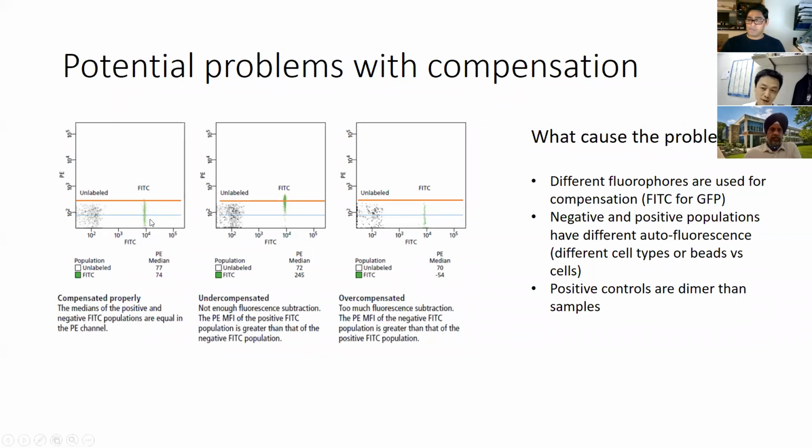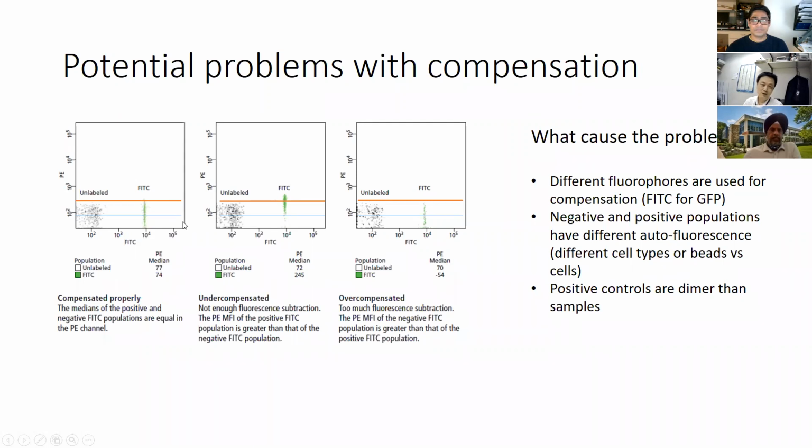That's what happened here. So after compensation, how do we tell the compensation is correct and has been done? We can look at the mean fluorescence of the negative population on the PE. It was 77, and after compensation it is 74, so it's very close to a match.